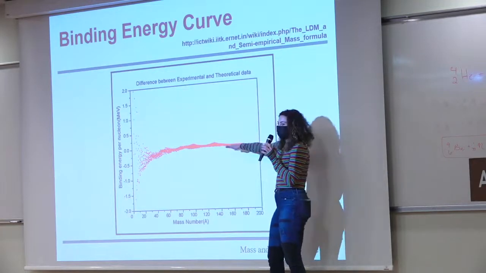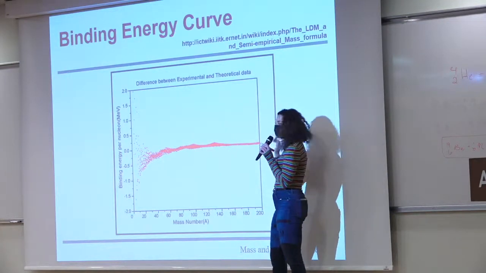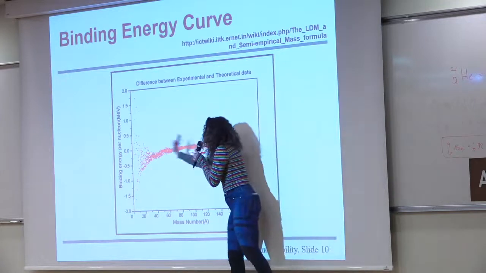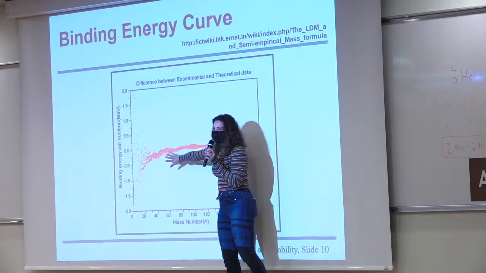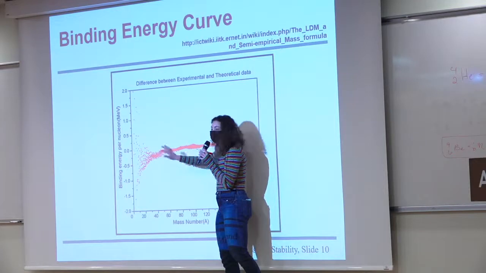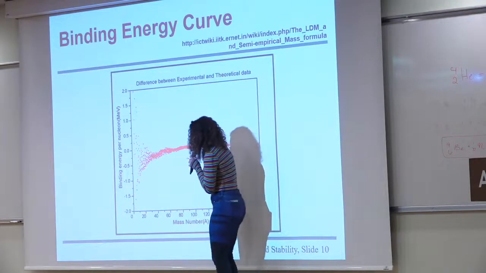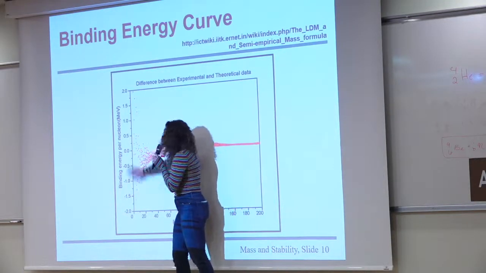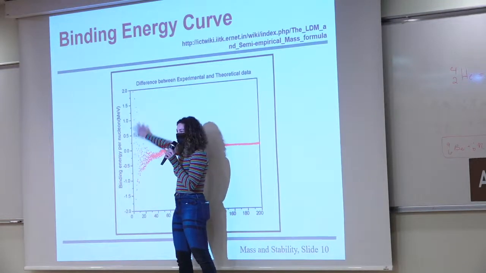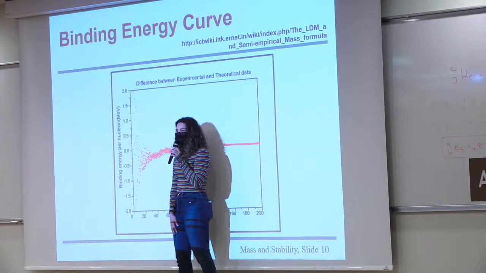So this shows the difference between the experimental and the theoretical data. The heavier your elements get, the more reliable it is. At the very beginning, it's all over the place. This information is luckily really well known. We have some experimental points, and that's kind of what we go off of.